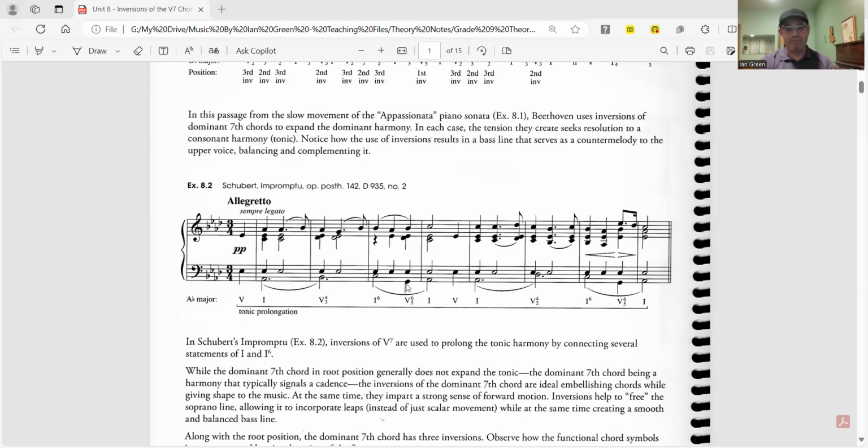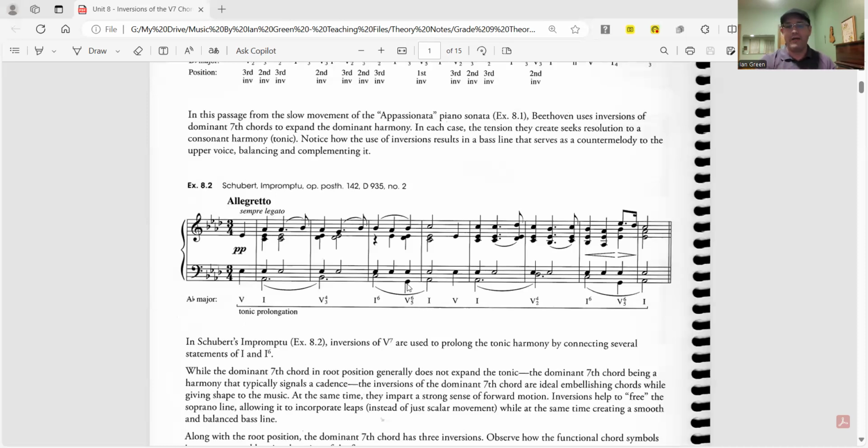Now, if we're in the scale of A flat major, as in this example, which is a piece by Mr. Franz Schubert, in this measure 3 right here, the dominant seventh chord for A flat major starts on the fifth note, which would be E flat. Then we have G, B flat, and D flat in the dominant seventh chord in root position.